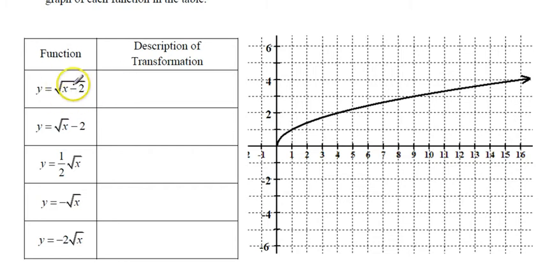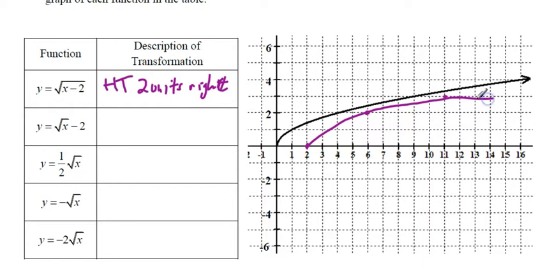When x is replaced by x minus 2, that is a horizontal translation 2 units right. So if I want to graph that, I'm going to move stuff over 2 units to the right. So (4, 2) becomes (6, 2), and (9, 3) becomes (11, 3). And we start here, and we go like this.